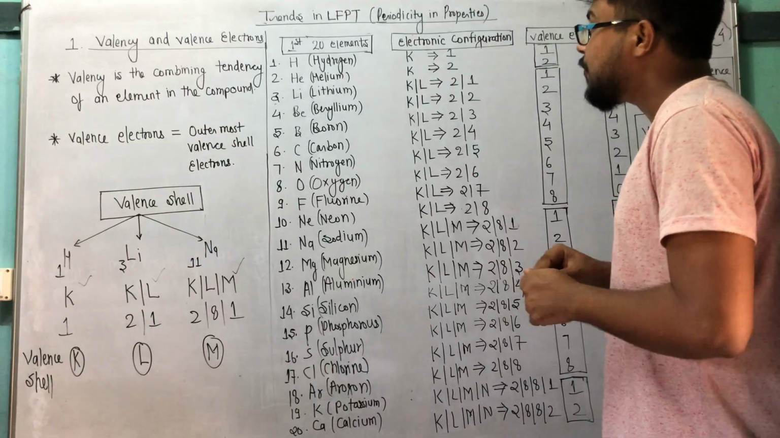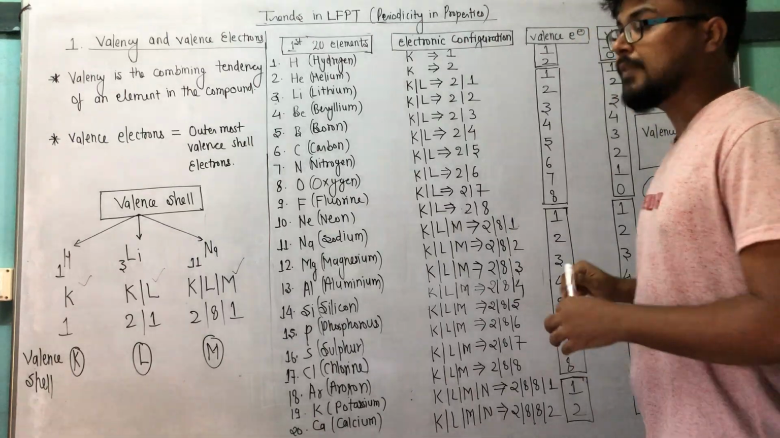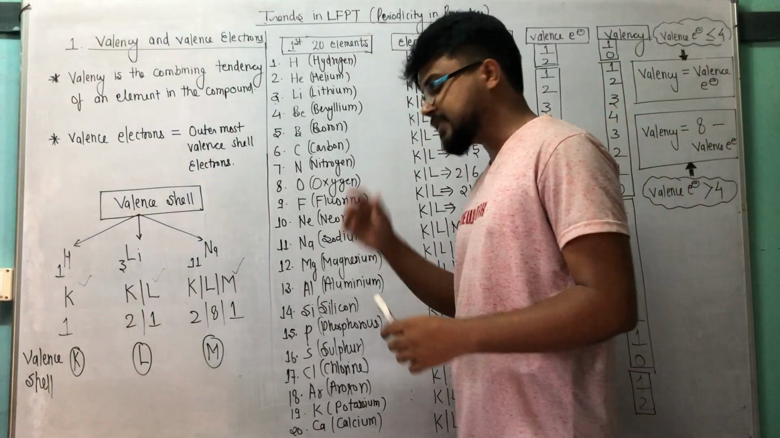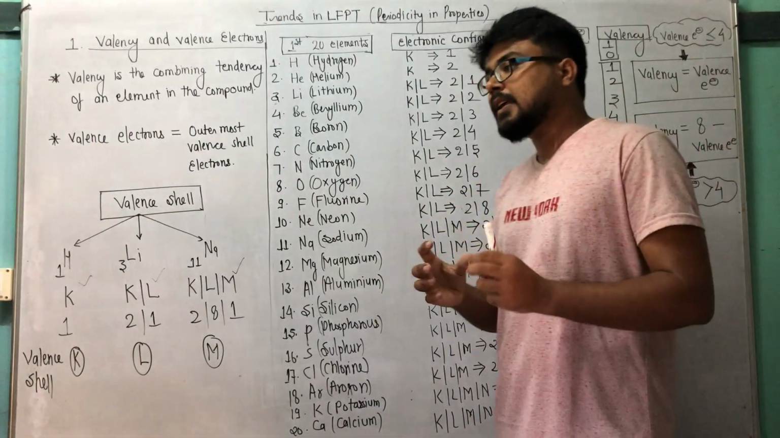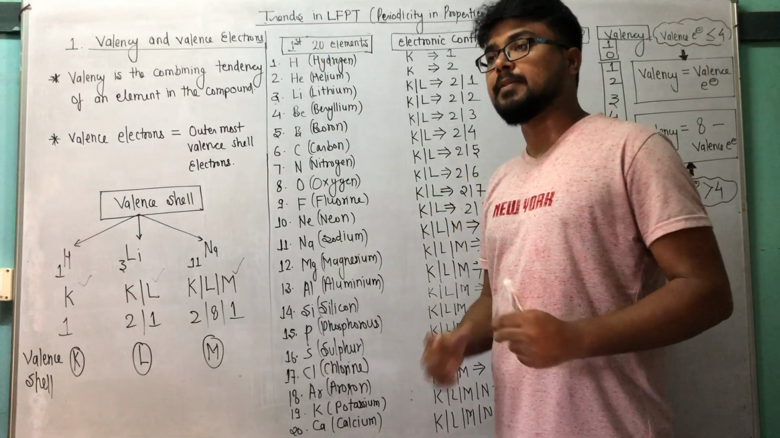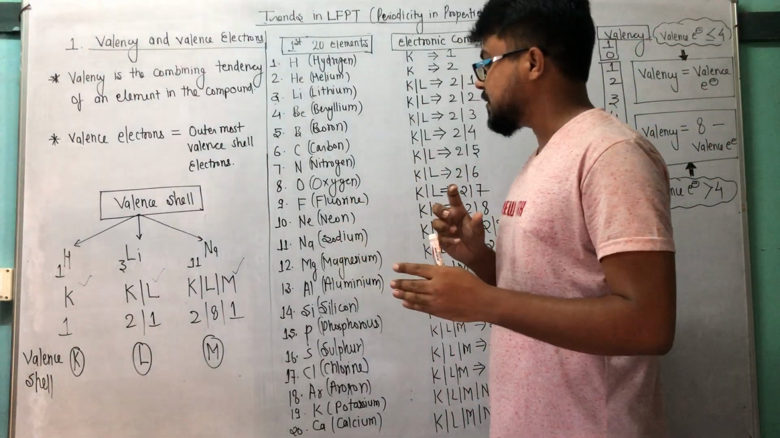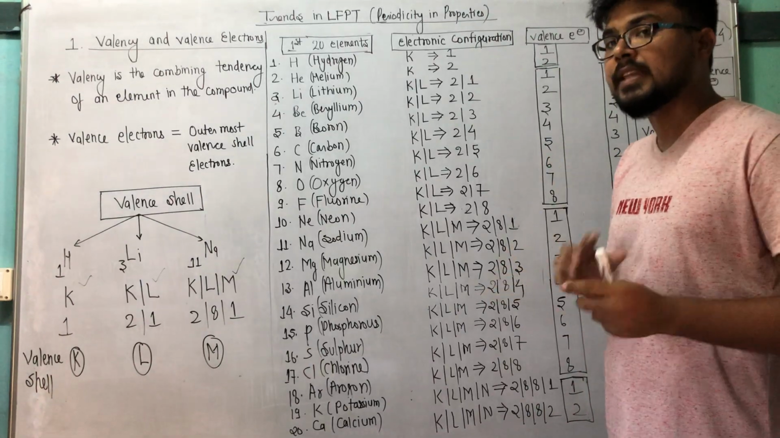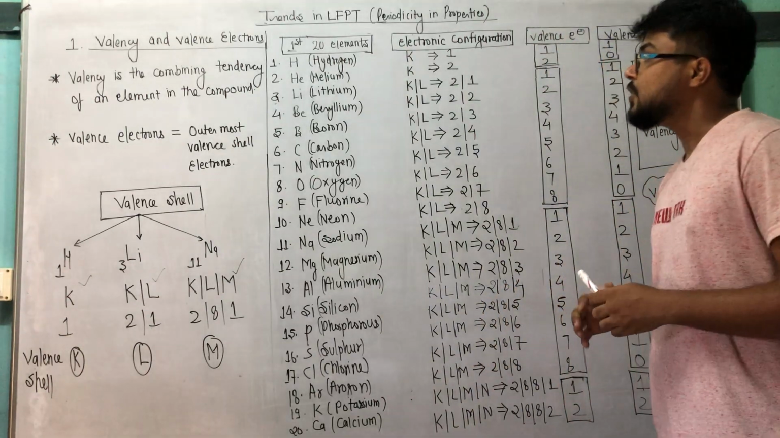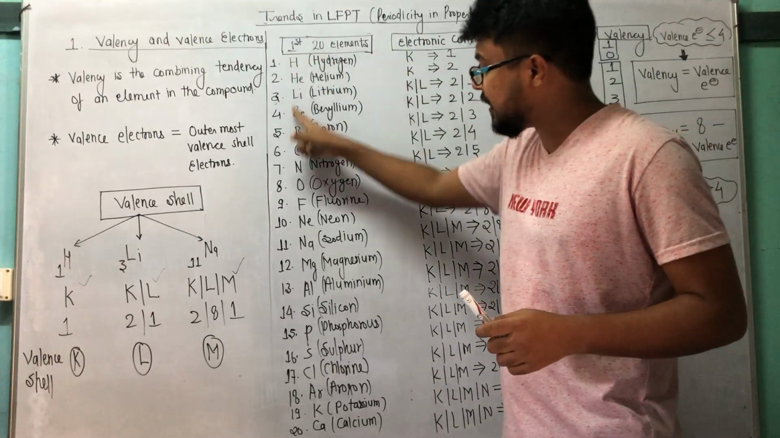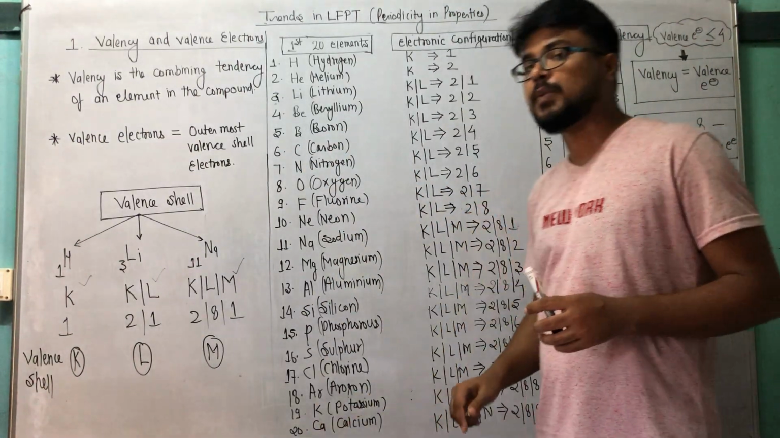So I took the first 20 elements and their electronic configuration, their valence electrons and their valencies, from hydrogen to calcium. In my another video lecture I discussed how we can learn the first 20 elements directly without any problem. So you have to watch that video at least once, so that you will be comfortable with the first 20 elements, correct? Hydrogen has atomic number 1, the serial number is also known as the atomic number, for nitrogen the atomic number is 7, and for calcium the atomic number is 20, correct?